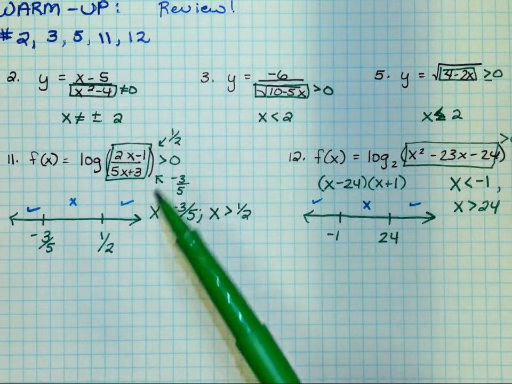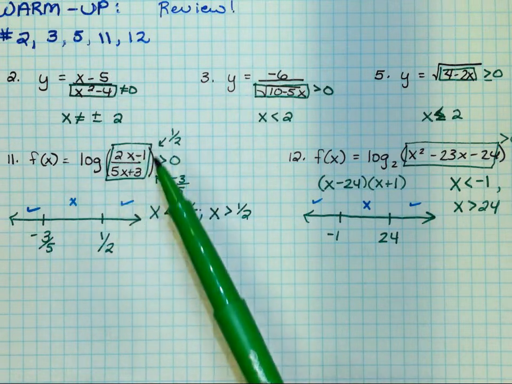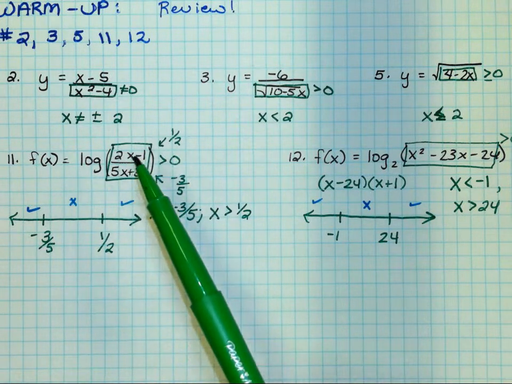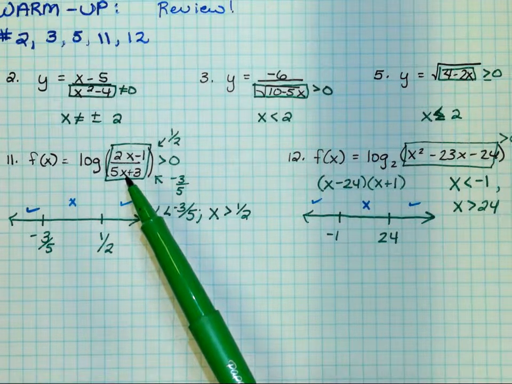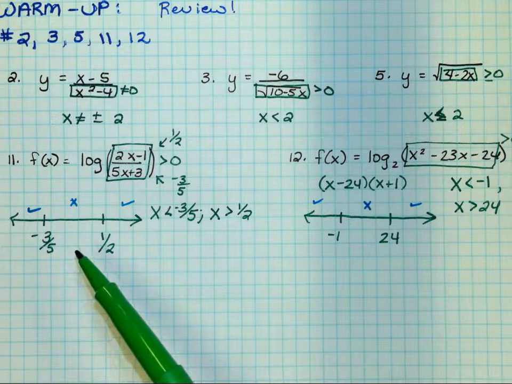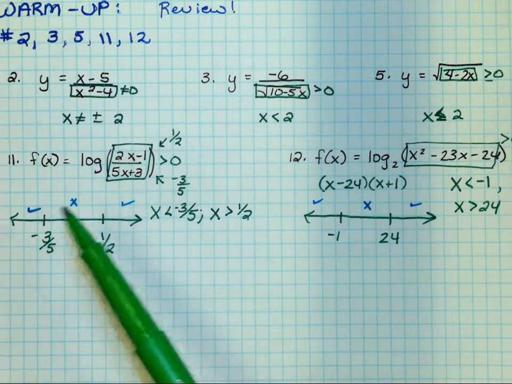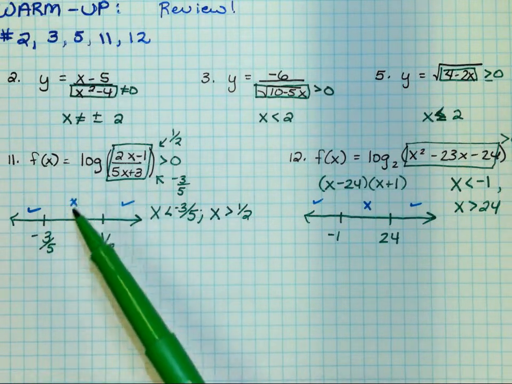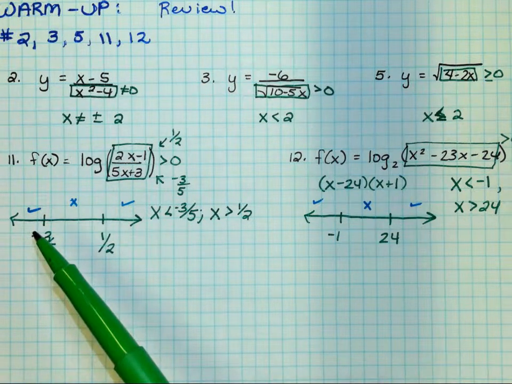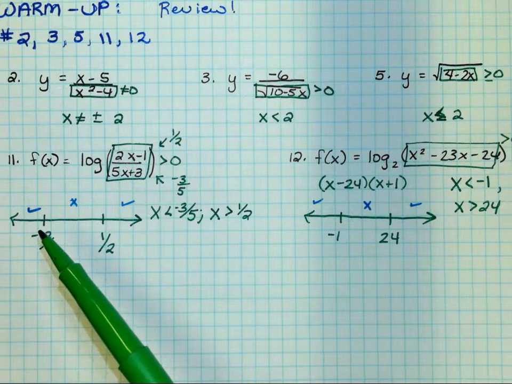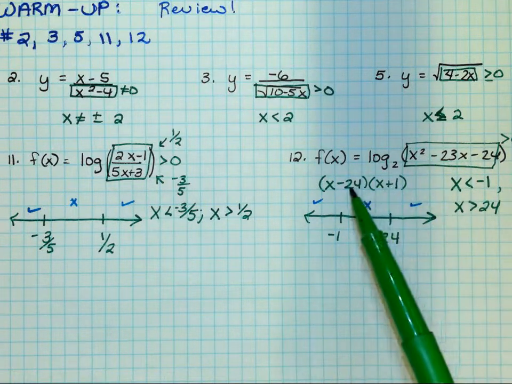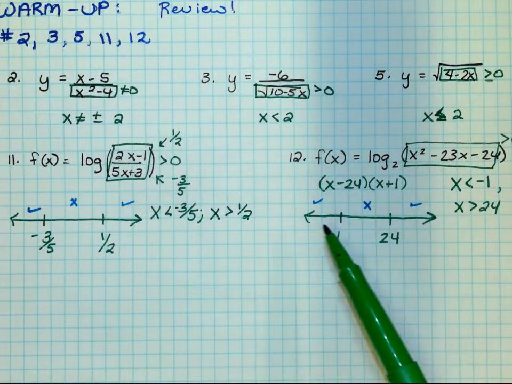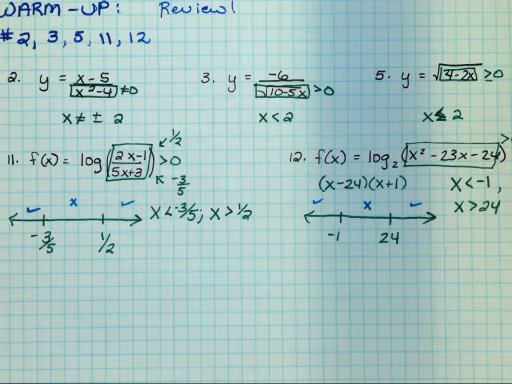Number 11, I specifically picked this problem because a lot of you guys are still forgetting how to do these. You want to find the 0 for the top, the 0 for the bottom, and then check to see which ones work. So I found my 2 zeros, and then by substituting in values, I found that it did not work for the middle, but it did work for the outsides. And for number 12, same thing, find the zeros, and then check by plugging in values.